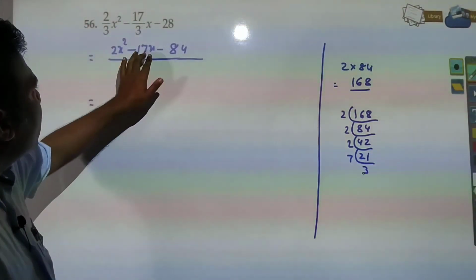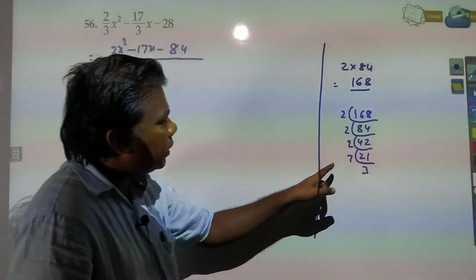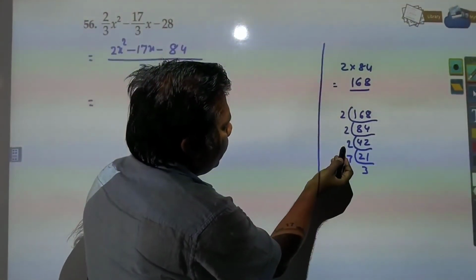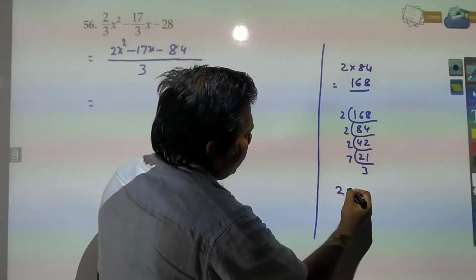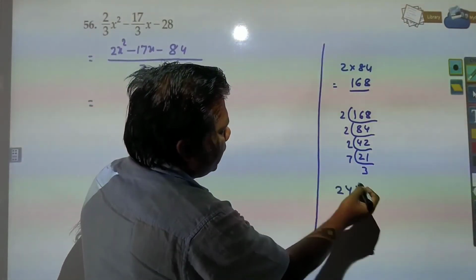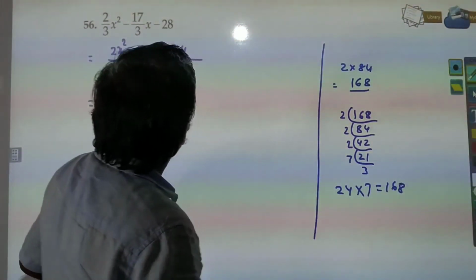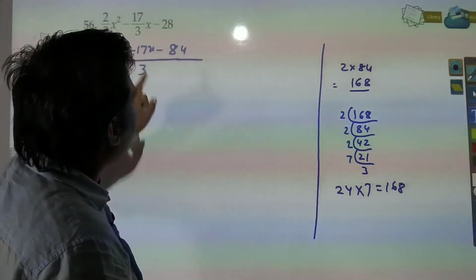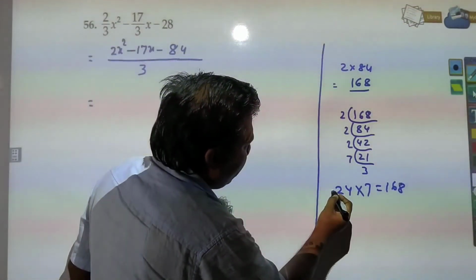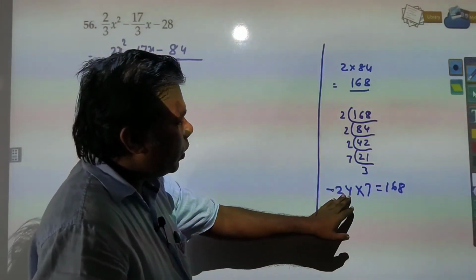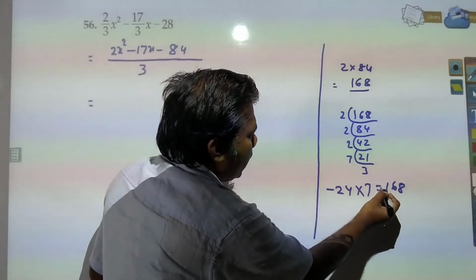So you should get minus 17x. Just you see how we will write. Here you see what we can write: 2 2s are 4, 4 2s are 8, 8 3s are 24 into 7. So that you will get product 168. And since we need to get minus 17, we need to have 24 negative. So it can be written as minus 24 into 7, so that you will get minus 168.